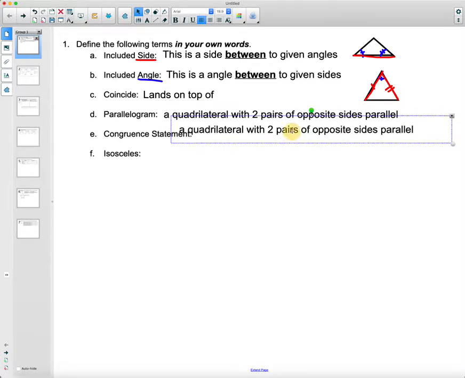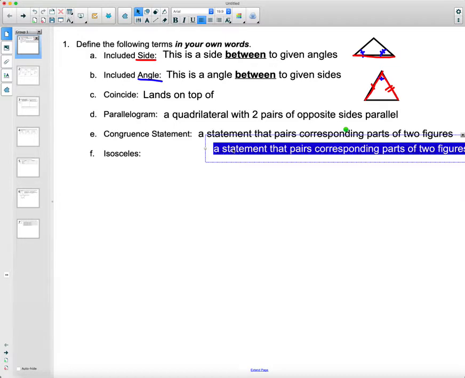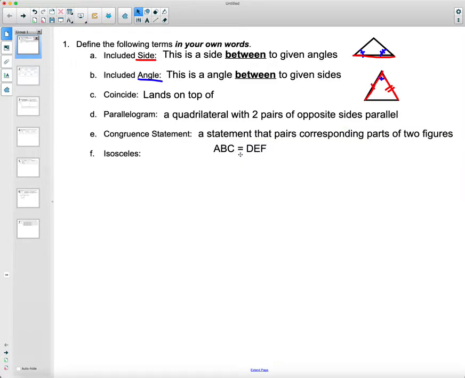Congruence statement is a statement that pairs corresponding parts of two figures. So the order matters. It's things like ABC. So a congruence statement is the thing that's like ABC is congruent to DEF. And then the corresponding parts are matched up in that. So A would be equal to D, B would be equal to E, C would be equal to F for the angles, and then side AB to side DE, and so on.